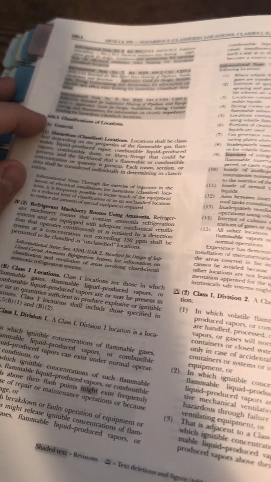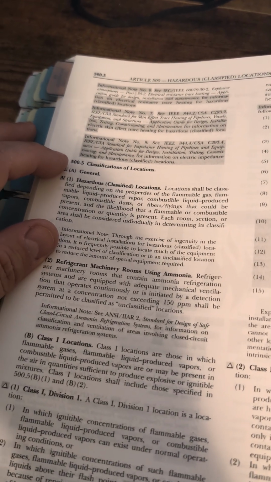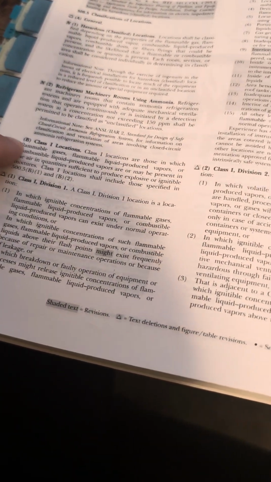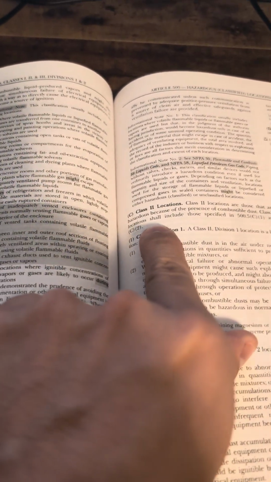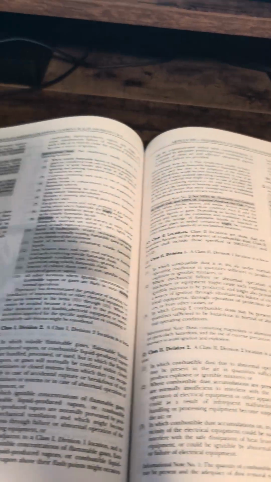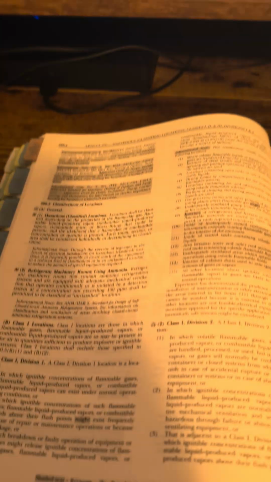We're going to go to and just kind of thumb through this. But if you look at 500.5, classification of locations, you're going to have section B, class 1, section C, class 2, section D, class 3. This is how you're going to determine what classification you are in.